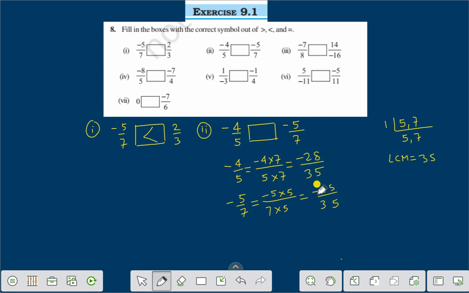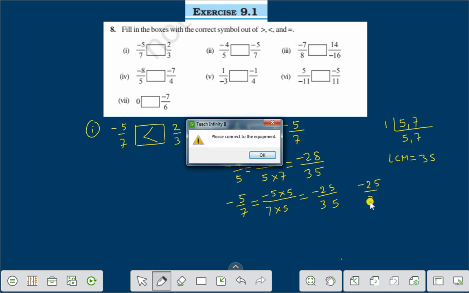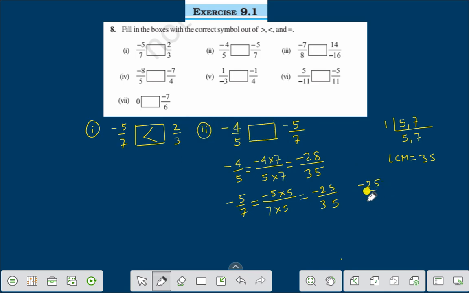Here you see the denominator is same, right? This is 35 and this is 35. And this is minus 28 and this is minus 25, right? Minus 25 is on the right side of minus 28. That means this rational number is greater than this rational number. That is, minus 25 by 35 is greater than minus 28 by 35.